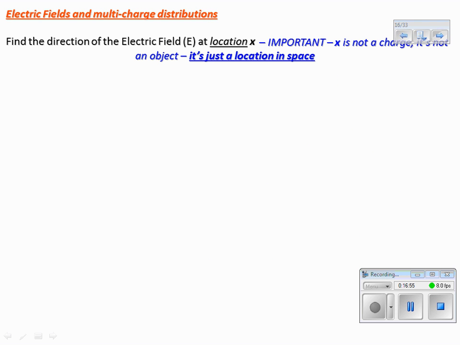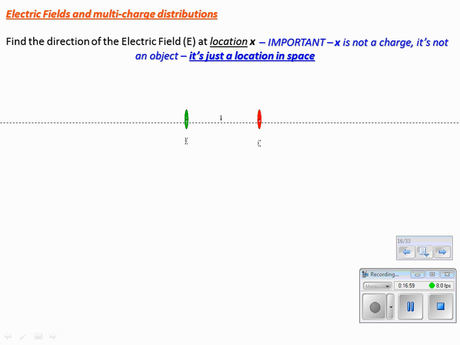Now, you'll recognize this slide. It looks a lot like one we did with forces, but now we're not finding the force on a charge. We're finding the direction of electric field at a location. So this thing here, well, it's not a thing. It's a place, and that's a big deal. It's not a charge. It's not an object. It's not a mass. It's just a location in space.